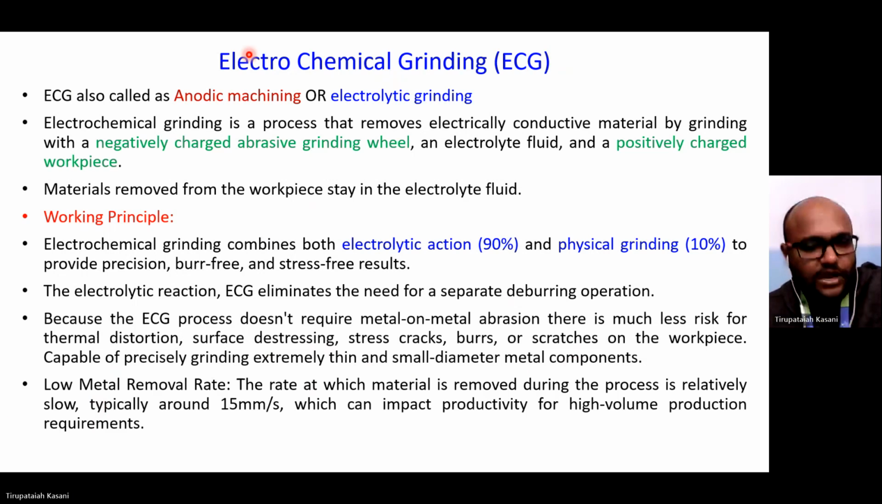And finally, the low metal removal rate. Why is there a low metal removal rate? The rate at which the material is removed during the process is relatively slow in the case of electrochemical grinding. Typically, it is around 15 mm cube per second, I think. Here, 15 mm. I think the units will be different. We need to cross check it once. This can impact the productivity for high volume production requirements. Means low material removal rate is associated with this.